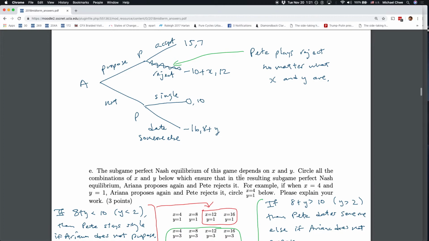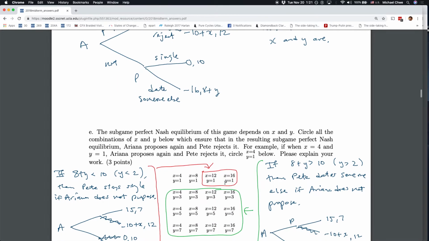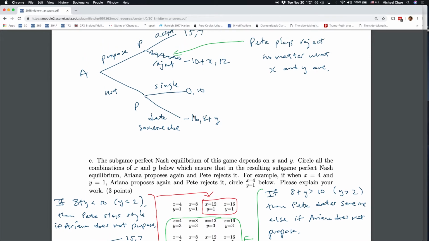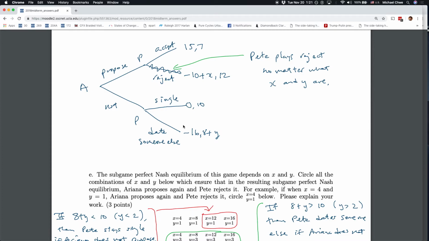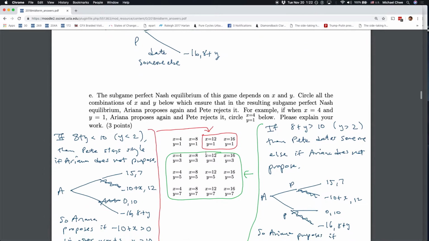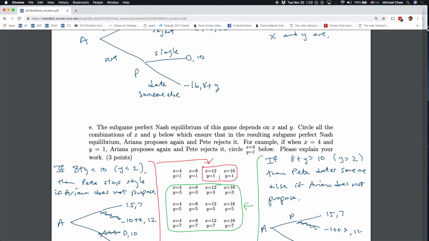So that was when Y is 1. What if Y is 3, 5, or 7? Now, this number is like 11, 13, or 15, right? Now, Pete will date somebody else, right? The cash payoff from Nikki to Pete to date somebody else is large. Now Pete will date somebody else. Now Ariana is choosing between minus 10 plus X and minus 16. Does that make sense? So therefore, when is she going to propose? When minus 10 plus X is bigger than minus 16. But that's always going to happen, right? For positive X. So when Y is 3, 5, or 7, for any X, Ariana proposes. Does that make sense?